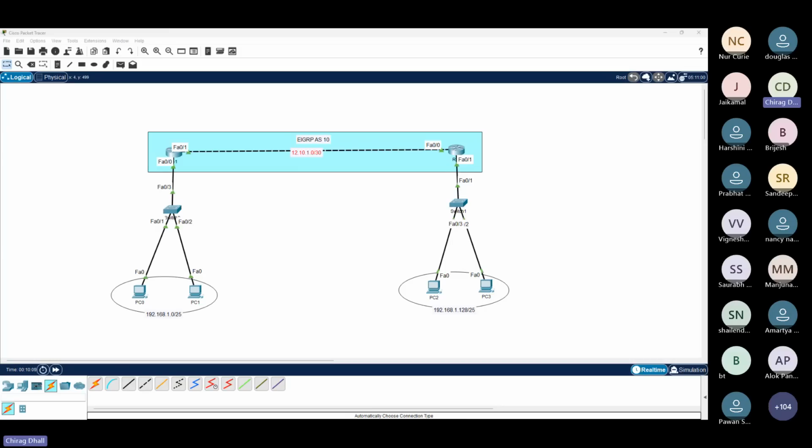On the switch, we don't require any configuration. It's not going to participate in layer 3 communication. It will simply forward traffic from my PCs to the router.